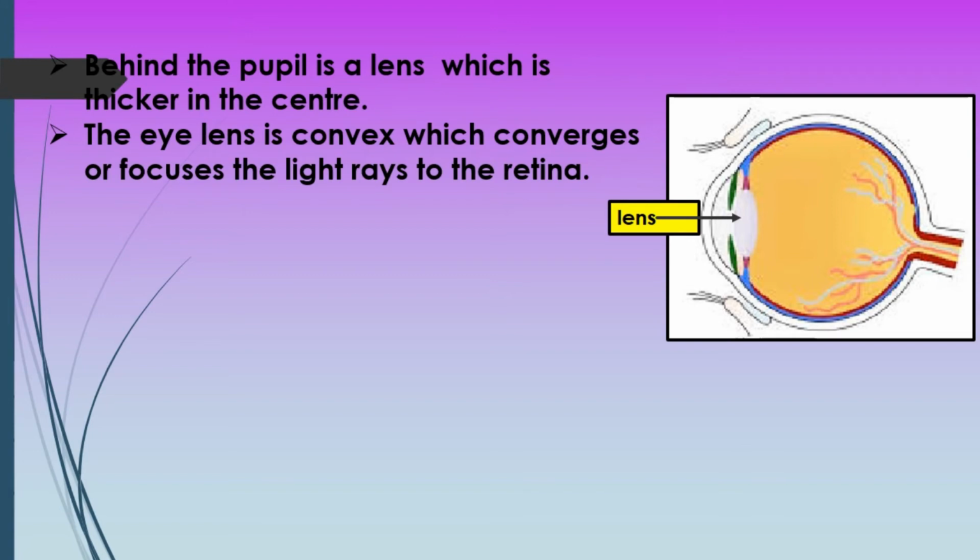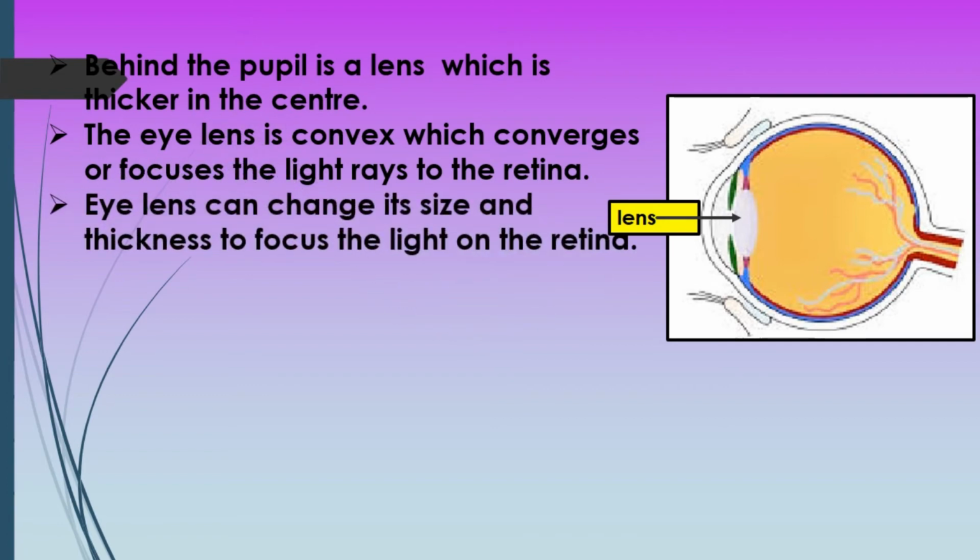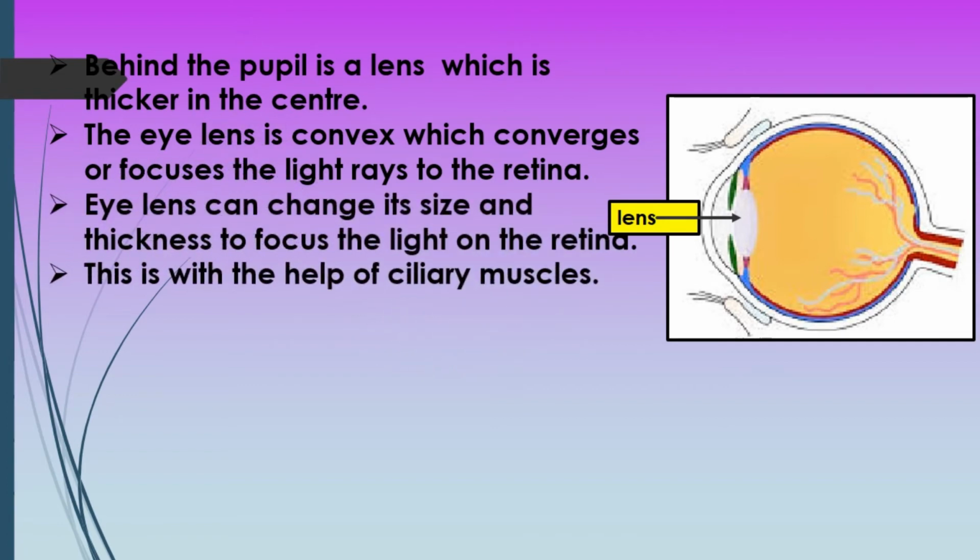Eye lens is transparent and flexible. It is made up of cells. The lens is flexible. It can change its size and thickness to adjust its focal length to get a clear image of the object on the retina. This is done with the help of ciliary muscles. Ciliary muscles help to change the thickness of the eye lens.